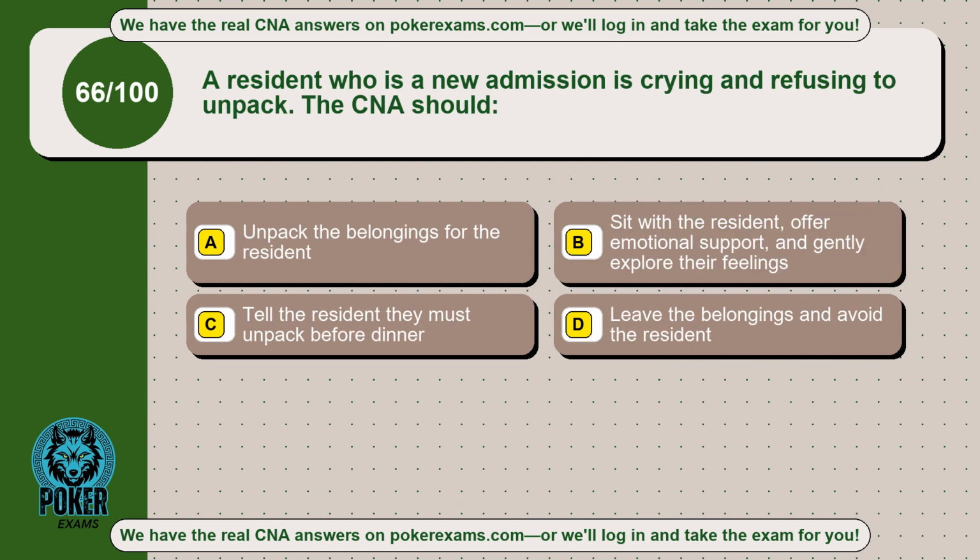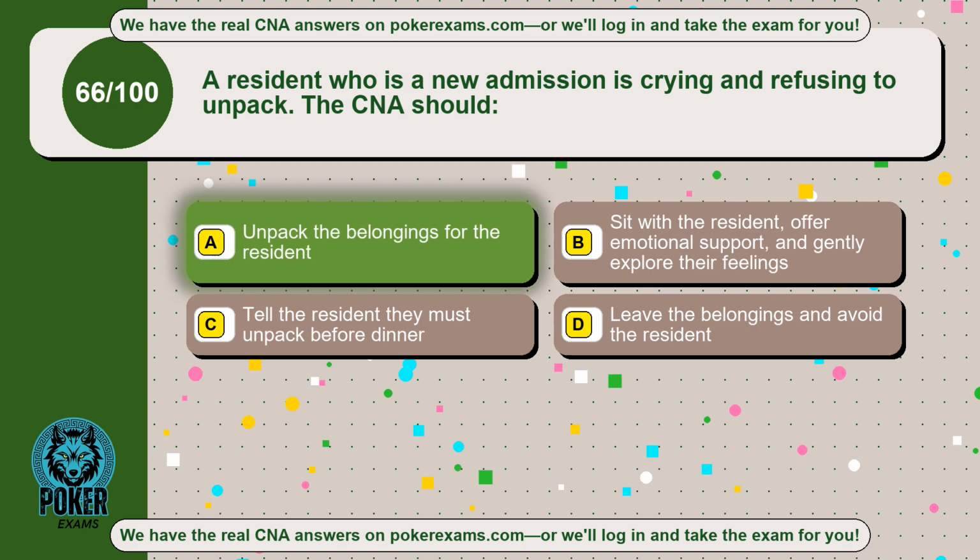Question 66. A resident who is a new admission is crying and refusing to unpack. The CNA should: Option A, unpack the belongings for the resident. Option B, sit with the resident, offer emotional support, and gently explore their feelings. Option C, tell the resident they must unpack before dinner. Option D, leave the belongings and avoid the resident. The correct answer is option A.